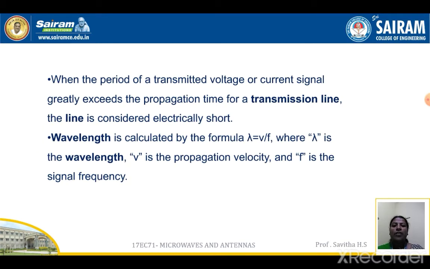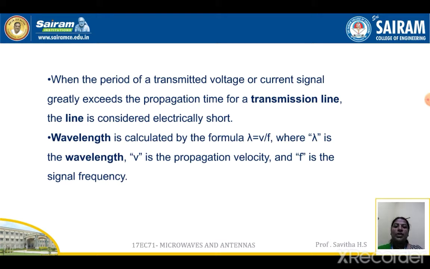When the period of the transmitted voltage or current signal greatly exceeds the propagation time of a transmission line, the line is considered electrically short. The wavelength is calculated using the formula lambda equals V by F, where lambda is the wavelength, V is the propagation velocity and F is the signal frequency.